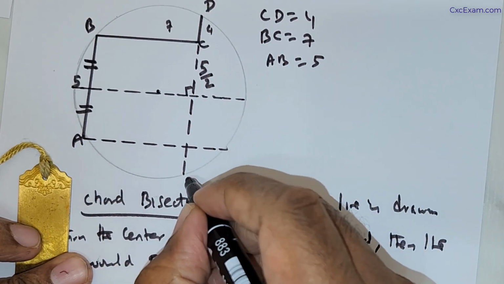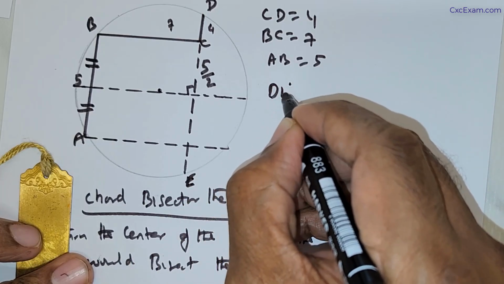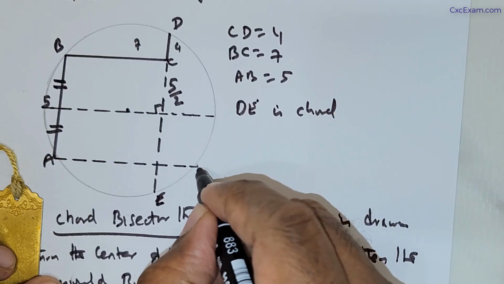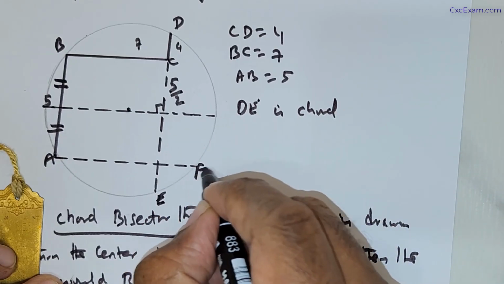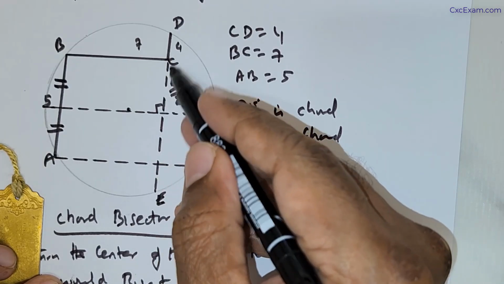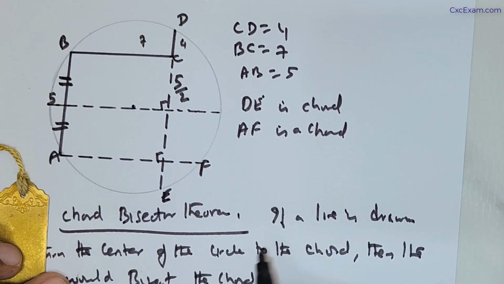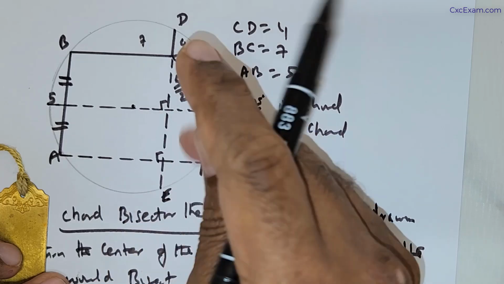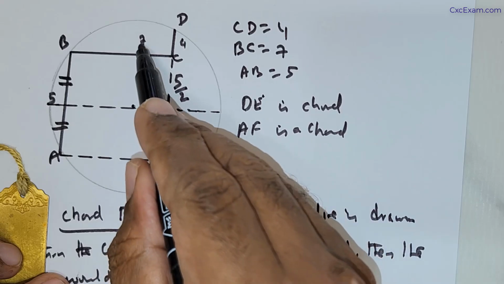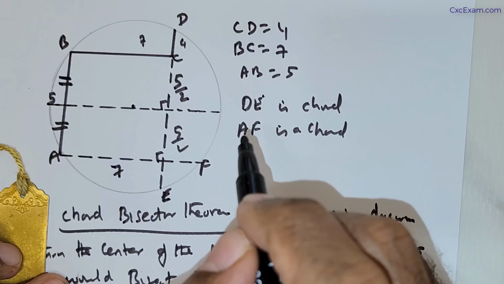So D, let me name this as E. So DE is a chord, and AF is also a chord. Now all of them are actually intersecting at 90 degrees. So that would mean if this division is 5/2, this division will also be 5/2. If this division is 7, this division is also 7. Okay.